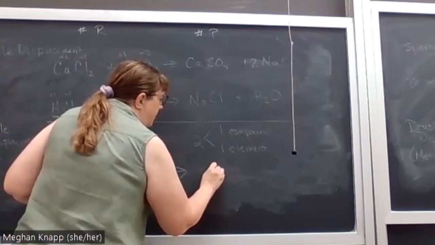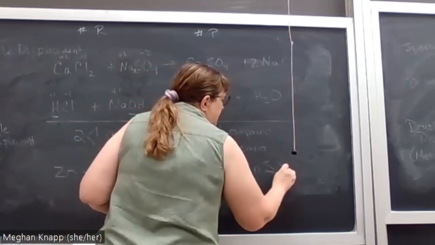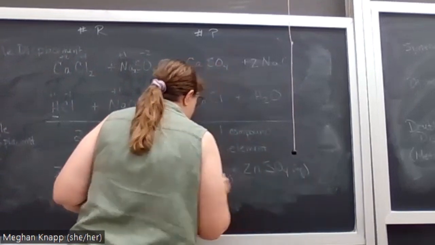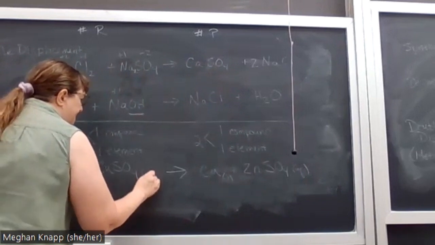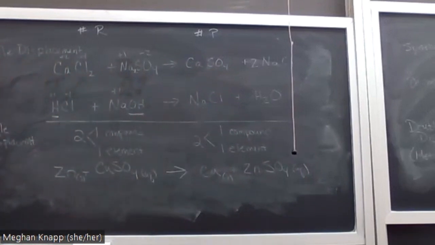So we'll have copper plus zinc sulfate. Okay, so we call that single displacement because we don't have a second anion for the other metal to get with. So the copper just kind of wanders off by itself, whereas the zinc gets to have a new partner. All right.